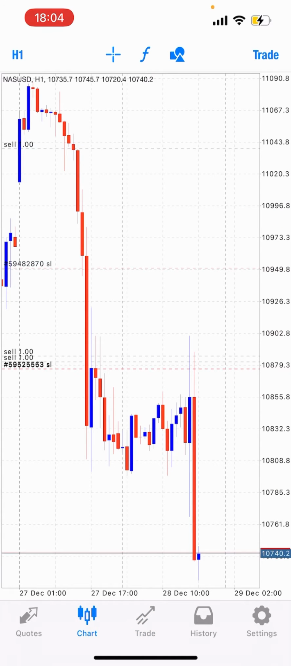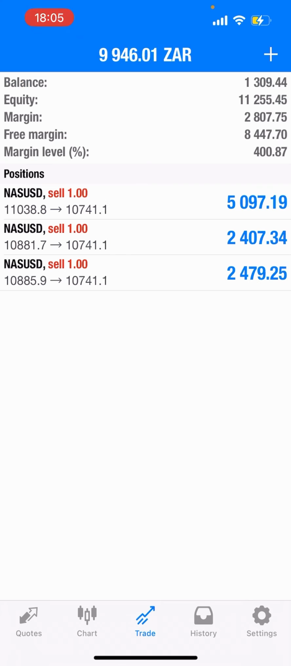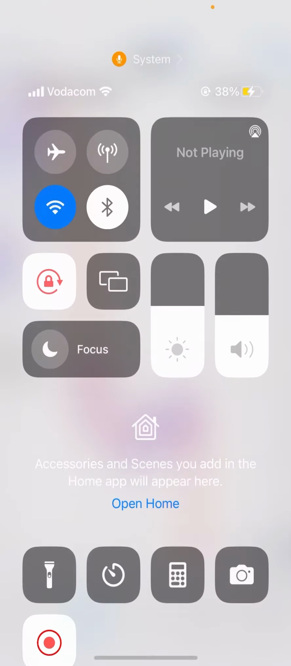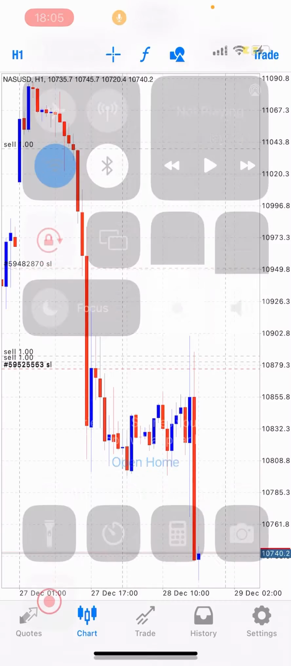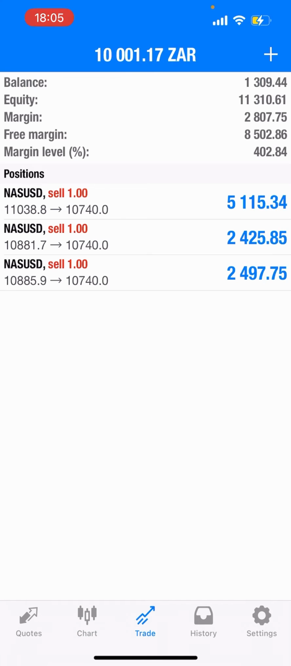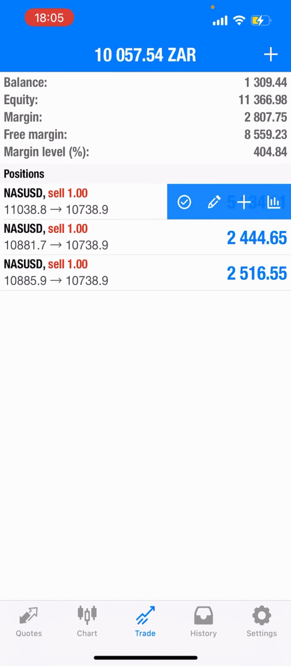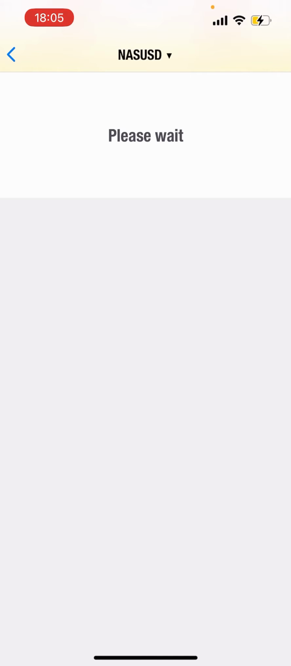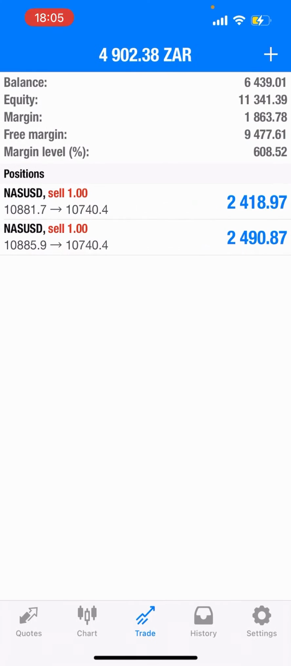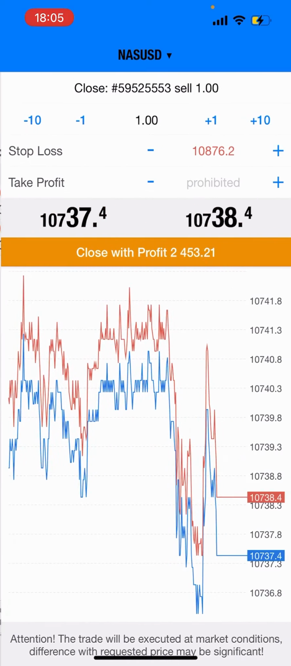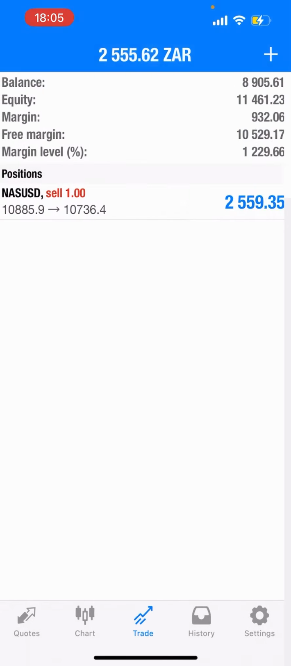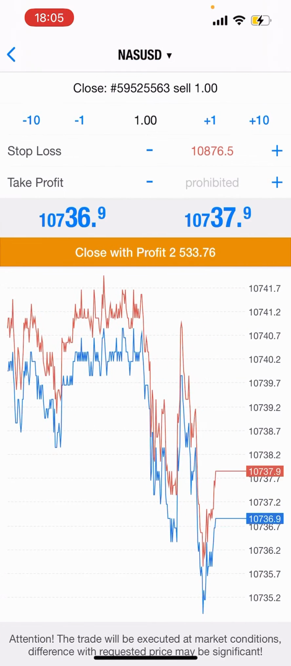For now, I need to get out because I managed to lock my profit, and I believe it is time to get out. And then tomorrow we'll be looking for another entry so that we can at least make some cash.